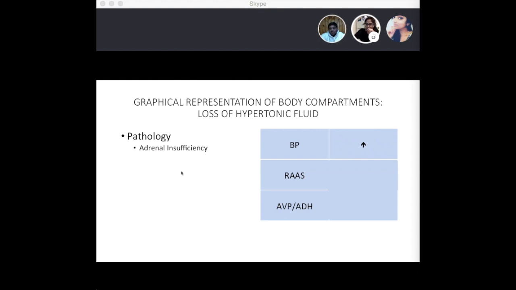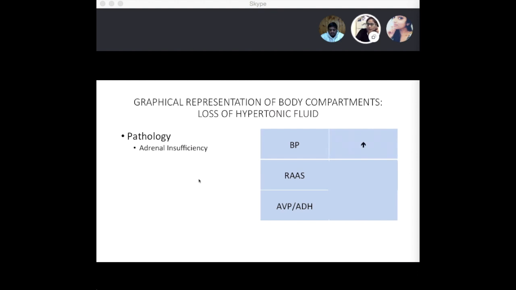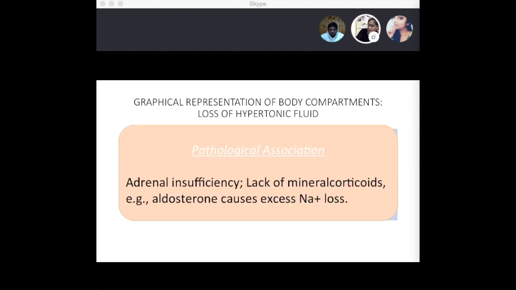Okay, so then RAS would be decreased. Yes. Oh gosh, all the arrows are wrong. Okay, ignore the arrows and ADH would be down as well. ADH will be down, yes, because the osmolality is down. Okay, so we're going to lose all that. But yeah, osmolality is down, so ADH is down. Blood pressure is decreased, and therefore RAS is increased. Ignore all that. And then, again, the reiteration of the pathological association with adrenal insufficiency, lack of aldosterone.